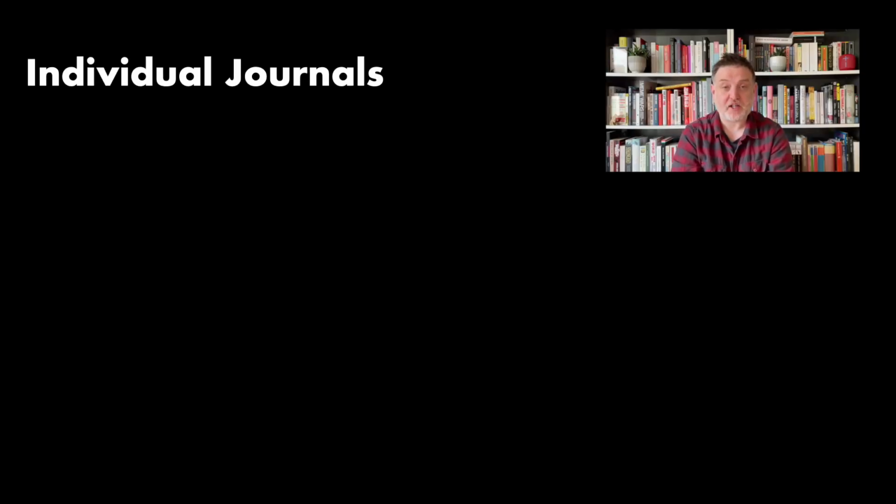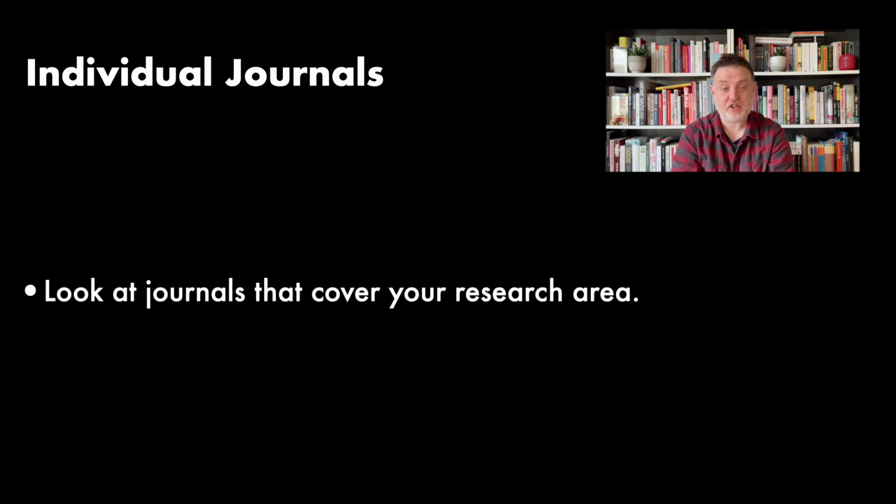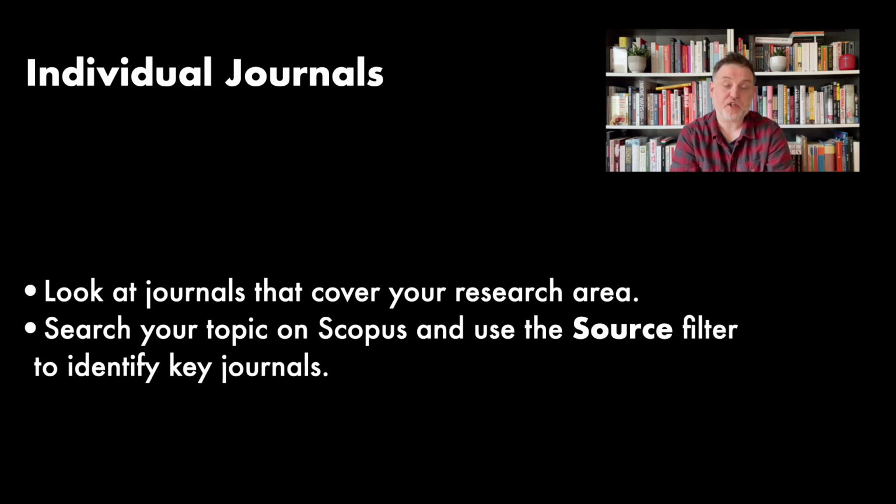Scopus is also a good place to go to identify key journals in your research area. By using the source filter, you can see how many of the articles are published in which journals, which can be a really effective way to identify a key journal that you may want to investigate further.